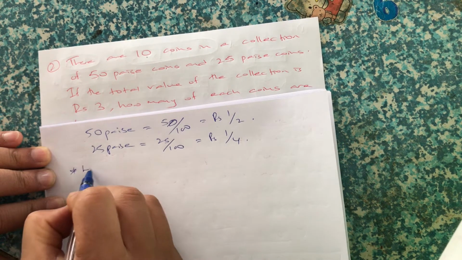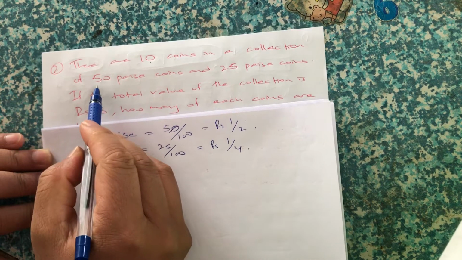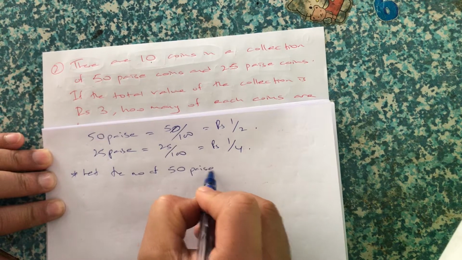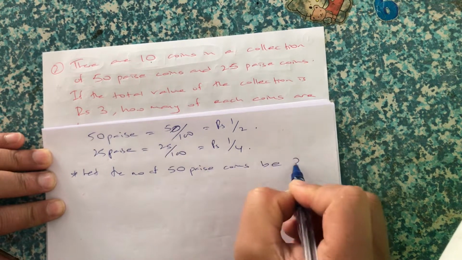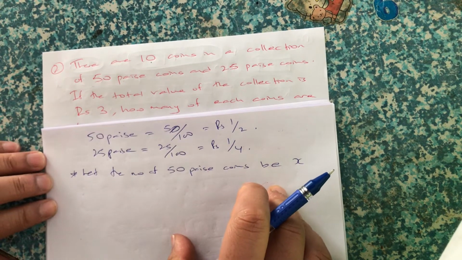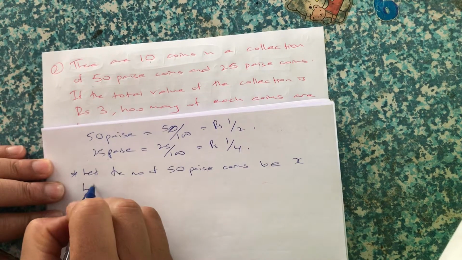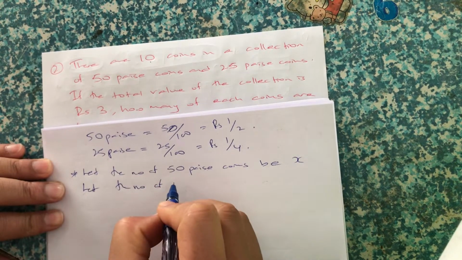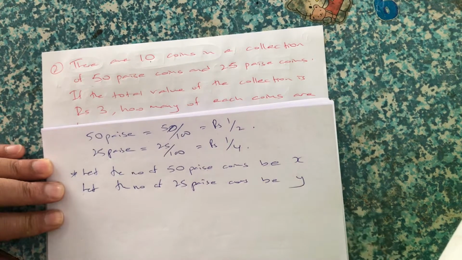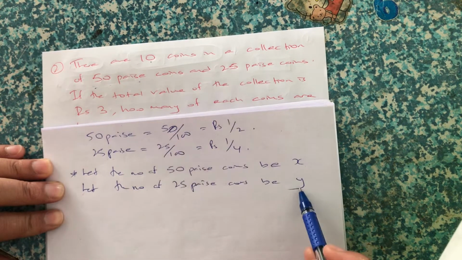You'll say, let the number of, first what is coming in the question, 50 paise is coming, so I say let the number of 50 paise coins be x. So let's say I have x number of 50 paise coins. I do not know, maybe there are 2 50 paise coins, maybe there are 3, we do not know. Similarly, I say let the number of 25 paise coins be y. The first, 50 paise, I take as x, and the second, 25 paise, I take as y.